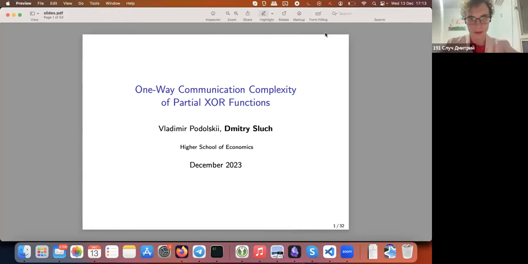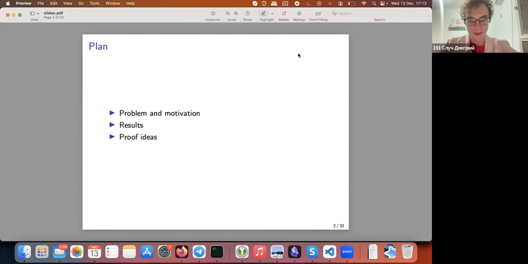So I'm going to give a talk on one-way communication complexity of partial XOR functions, and it's based on work with Vladimir Podolsky. So the plan of the talk is the following. First, I will describe the problem and the motivation. Then I will go through our results, and then I will outline some of our proof ideas.